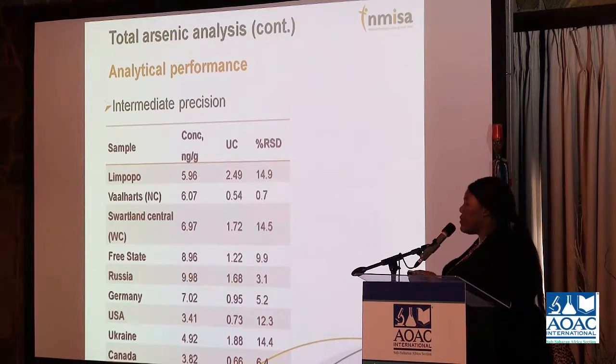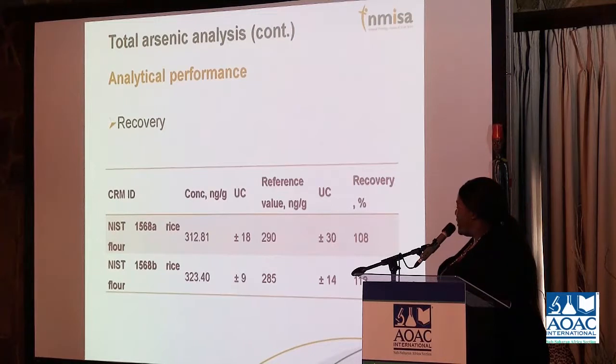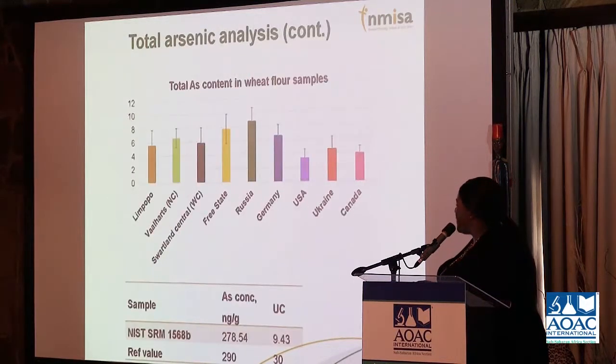Then we did within-laboratory precision, or intermediate precision, or within-laboratory reproducibility, on our 10 wheat flour samples. We ran these over three different digestions, on 3 different days, and these were the percentage RSDs that we got for that. And with that, we did recoveries using the NIST rice flour A and B, and we got good recoveries for that. Then we went forth and analyzed our samples. With this run, we also ran a reference material and got good recoveries, about 98%.